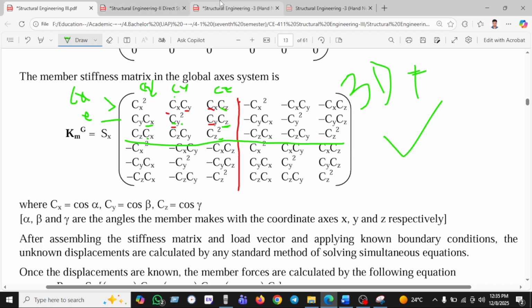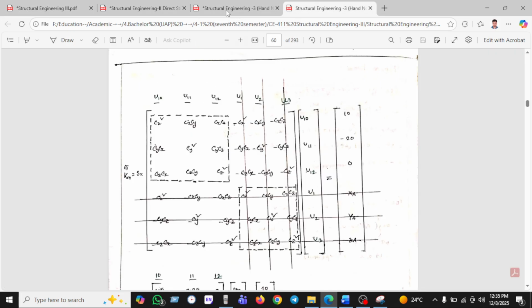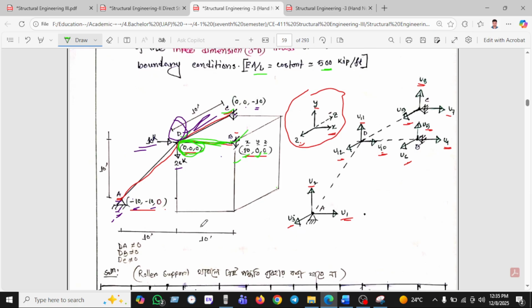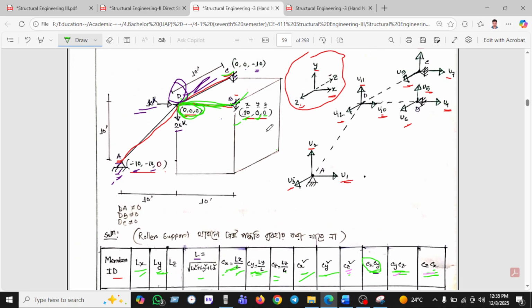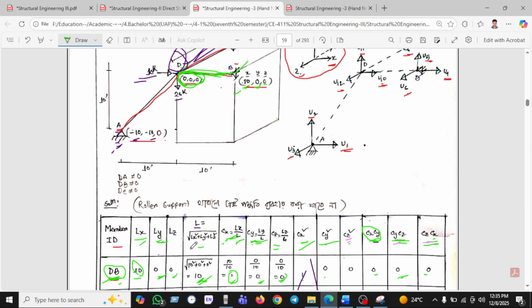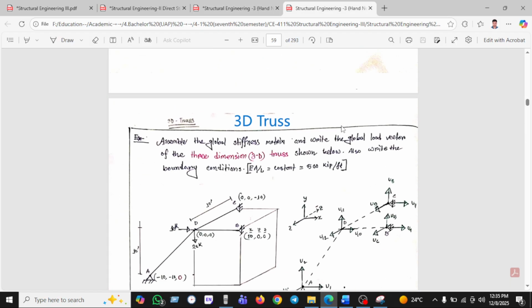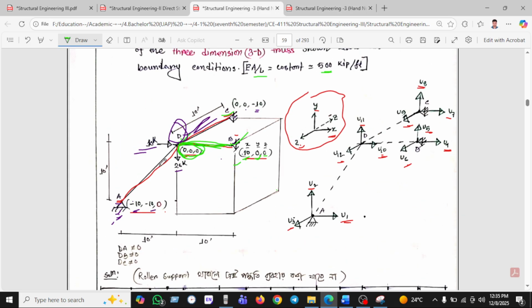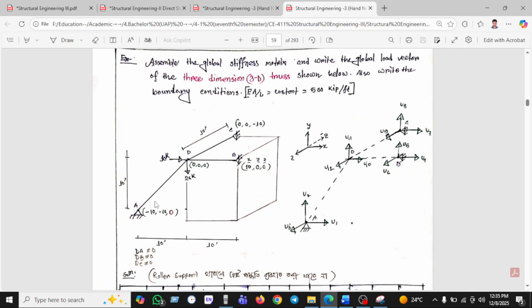We have shown how to derive the formula. If we derive this formula, then we will assemble. How will we assemble? These equations are valid only for the pin supported case. If we go here, these are the members, as we have been shown here. This is the member which is called AD, DB, and CD. These are the main members. We have been shown AD, DB, and DC. These are the three members.